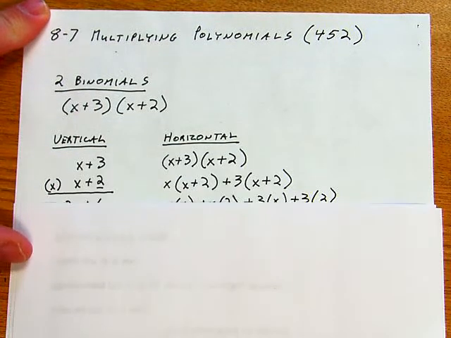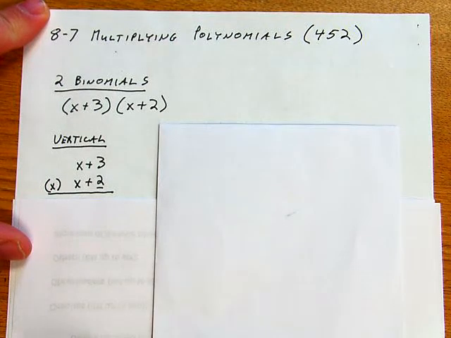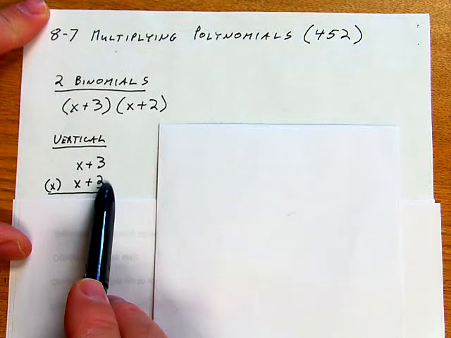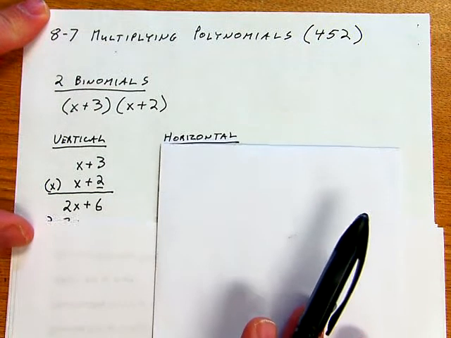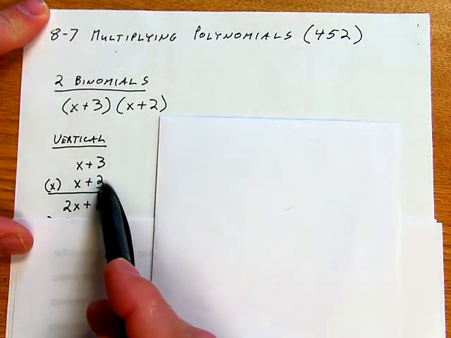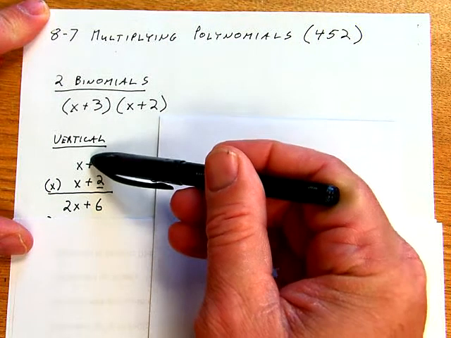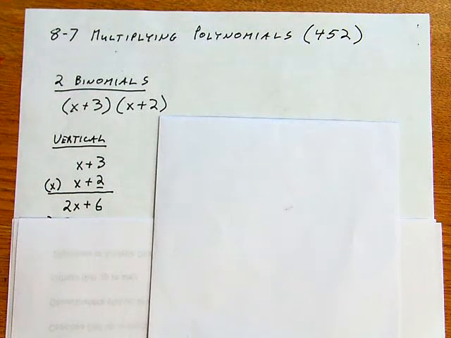We're going to show you two different methods. First of all, I'm going to show you the vertical method, in which you line up the two binomials one over the other, and then you multiply the second term of the bottom binomial times each term in the top binomial. When we do that, we get 2 times 3 is 6, and then 2 times x is 2x. And that's half of our multiplication problem.